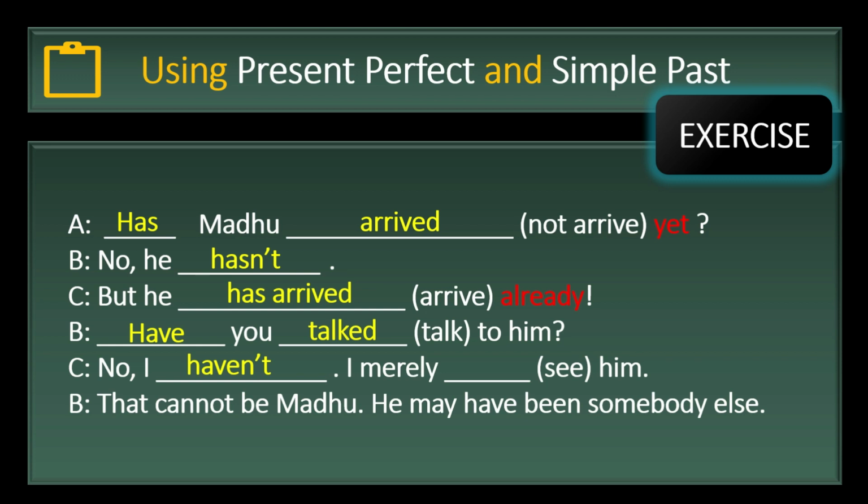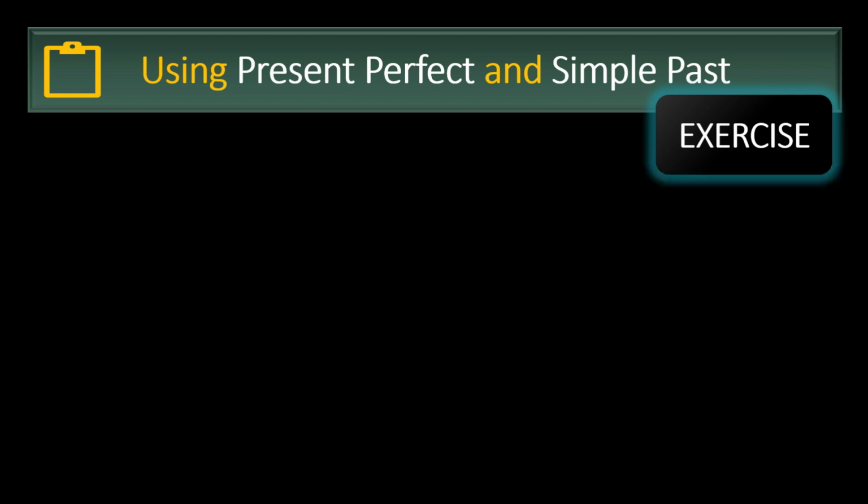I merely dash him. See here, when somebody asks a question in present perfect, the immediate reply should be in present perfect. But the further explanation can be in simple past. So we should use saw here. I merely saw him. See, saw, seen. The second form is saw. Shall we move on to the next one?